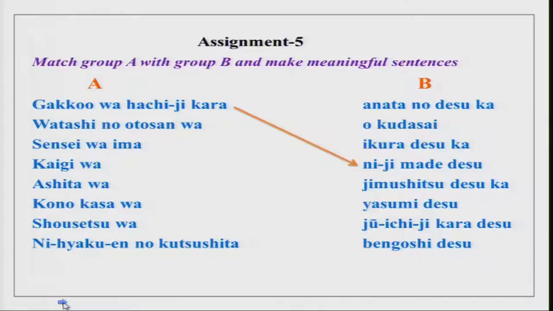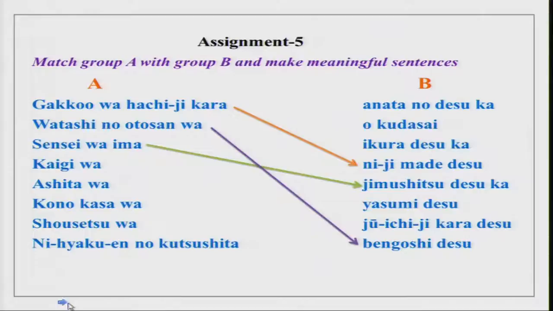The next one is watashi no otousan wa bengoshi desu. Watashi no, connection between the two, watashi no otousan, and we are talking about otousan, so wa, which is a topic marker. Then we have sensei wa ima jimushitsu desu ka. Now for you at the moment it may sound a little strange that sensei is jimushitsu, which is the office. But no, that is not the meaning. Sensei wa ima, at the moment, sensei is in the jimushitsu, question. So please, this seems a little odd initially, but later on when we do it with a proper verb, then you will feel more comfortable.